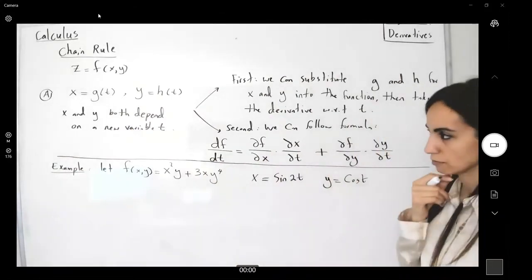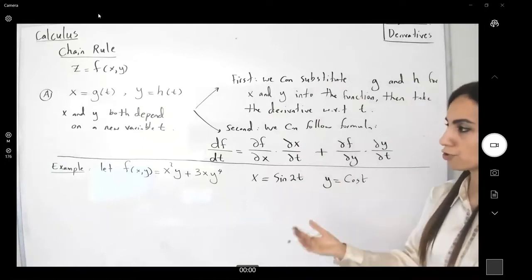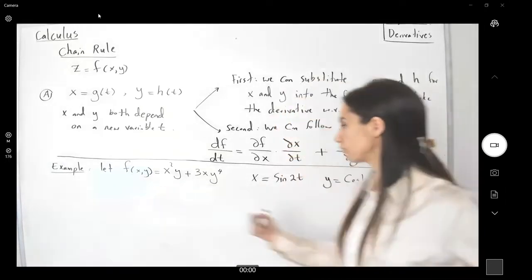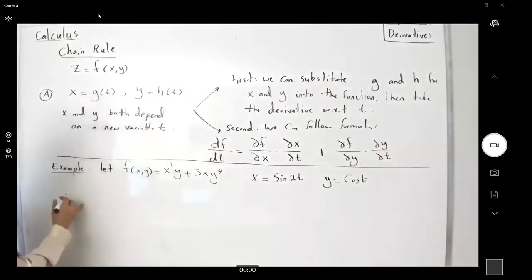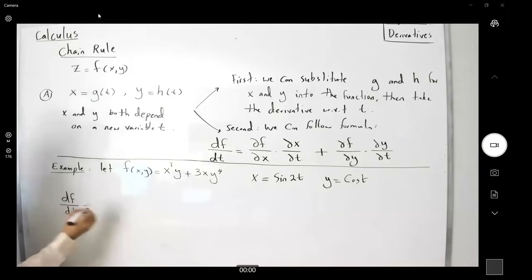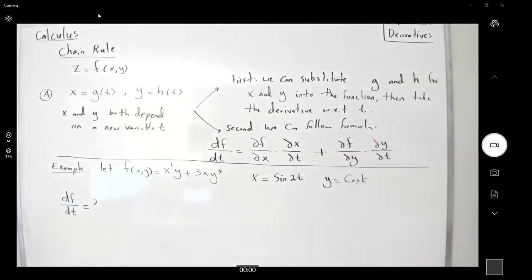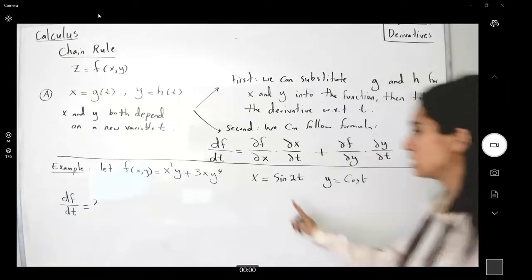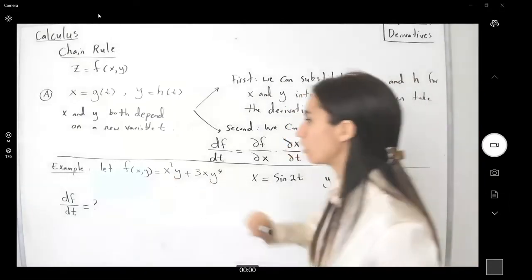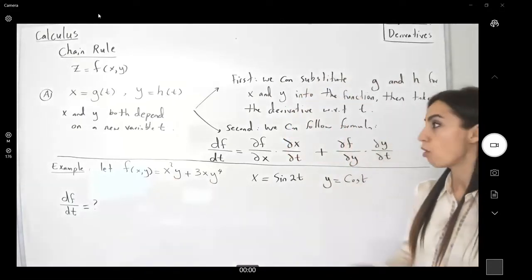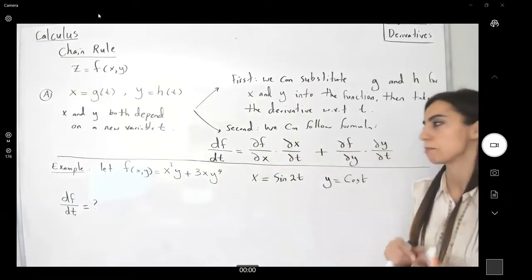Perfect. So what are we trying to do? We are trying to take the derivative of function f with respect to variable t. What is the derivative of f with respect to t? We can follow the first method, use substitution. How substitution works here: you can plug in sine 2t for x and cosine t for y, and then start taking the derivative. Or you can apply the second method.